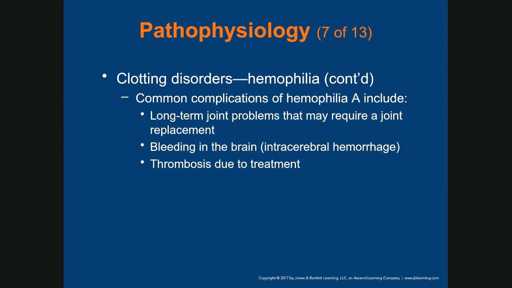Common complications of hemophilia A include long-term joint problems that may require joint replacement, bleeding in the brain, intracerebral hemorrhage, and thrombosis due to treatment.